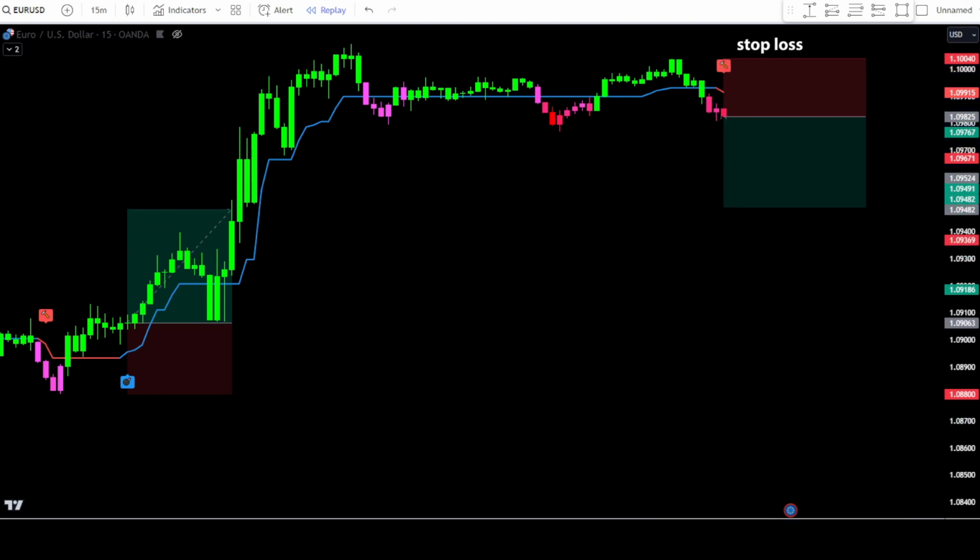4. Place the stop loss at the last swing high. 5. Use a target take profit with a risk-reward ratio of 1 to 1.5.